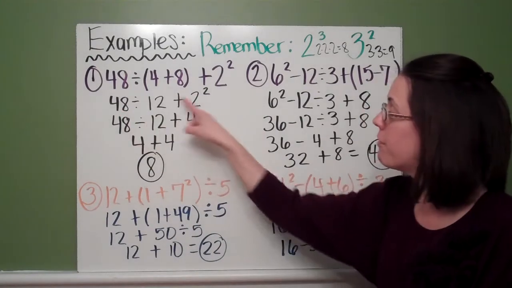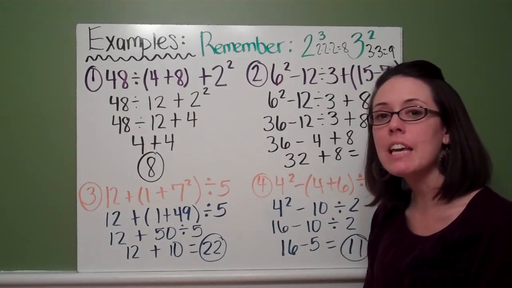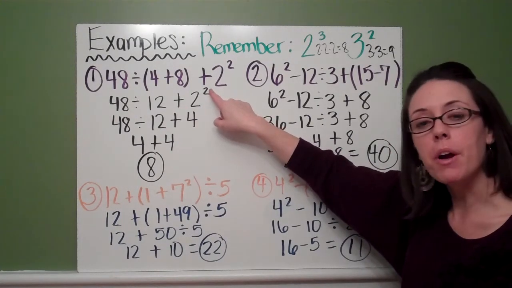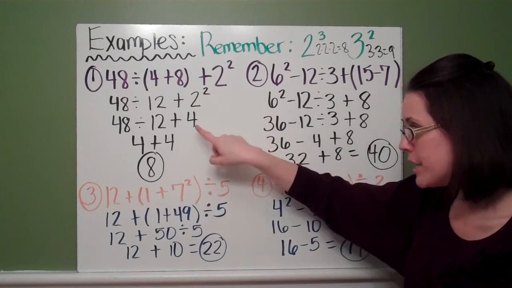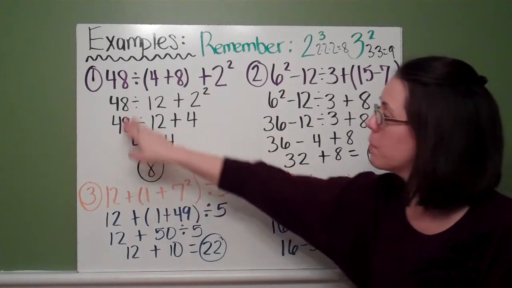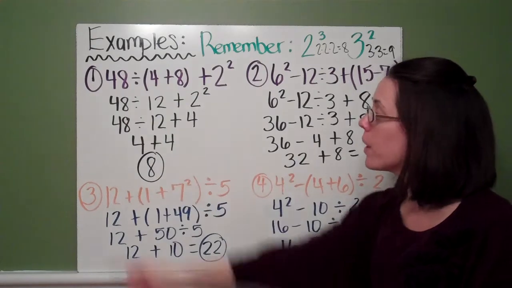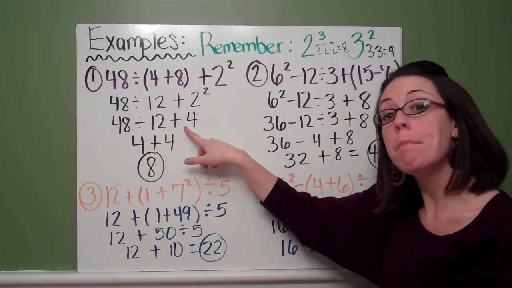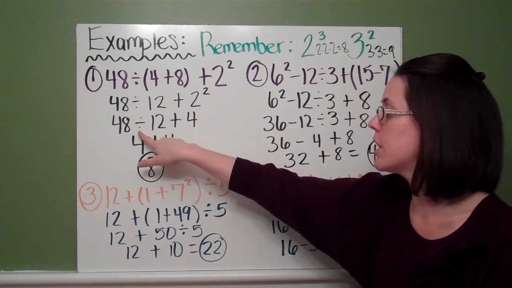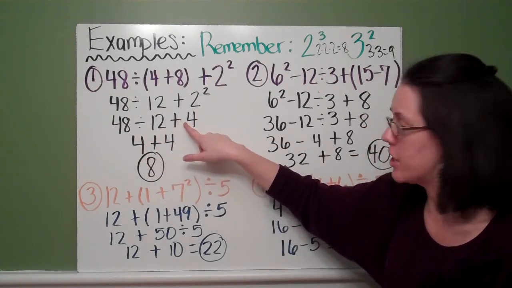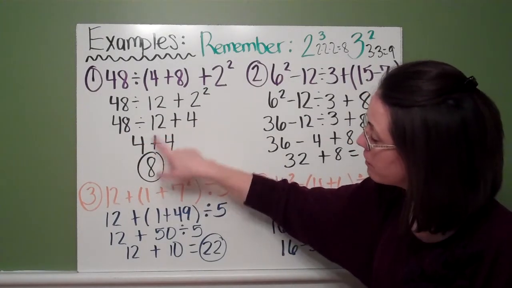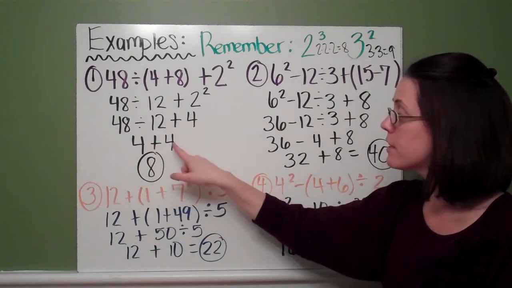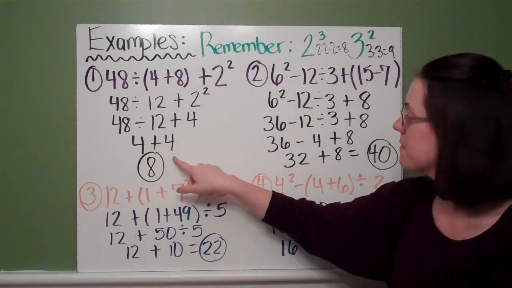Next, we finished our parentheses, so we're going to move on to E for exponents. We're going to do 2 to the 2nd power. Remember, that is 2 times 2, which is 4. Again, we just bring down the other numbers. We are now at this step, and we have division and addition left. PEMDAS tells us that division comes before addition. 48 divided by 12 is 4, and bring down your plus 4. 4 plus 4 is equal to 8.